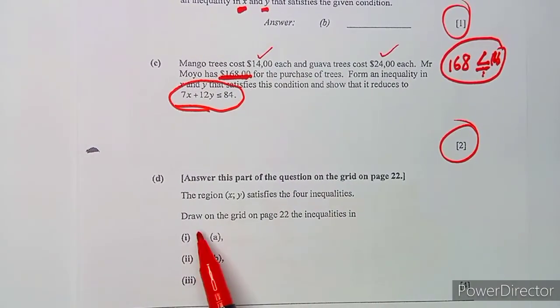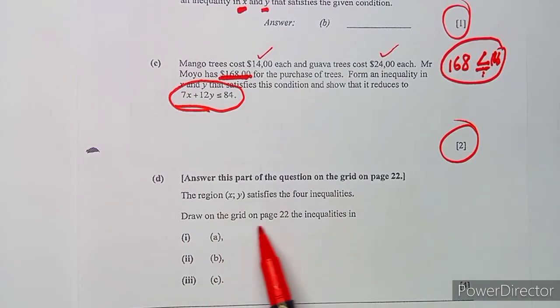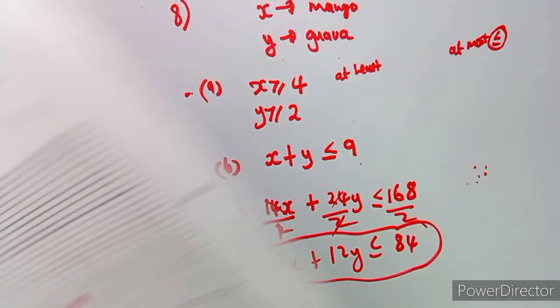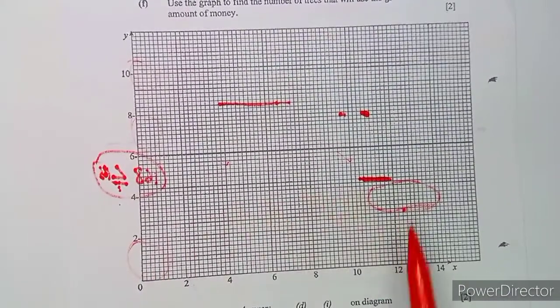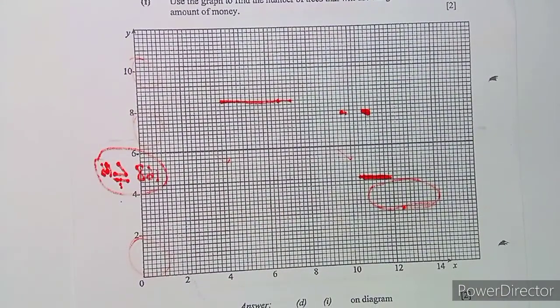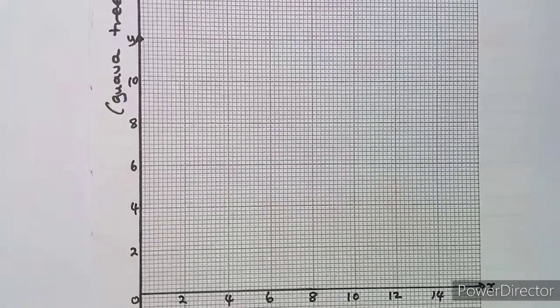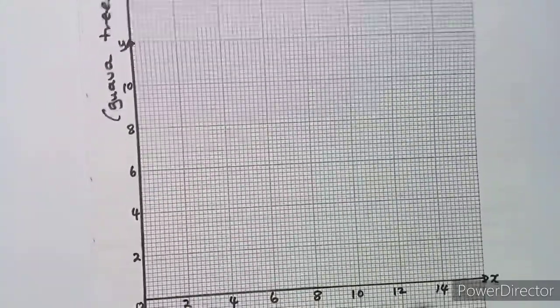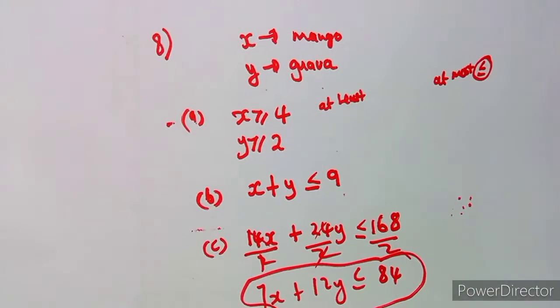Then now they're asking you to draw these inequalities on the grid that you're given on page 22, the page that we have actually messed up. Anyways, let's just put it this way. I'm just going to check this part here. All right, so this is our page 22. We are going to represent those inequalities that we wrote down. Let's start with the first one.